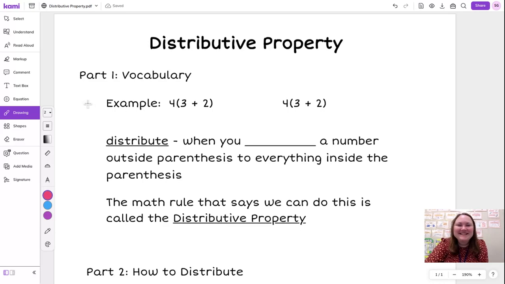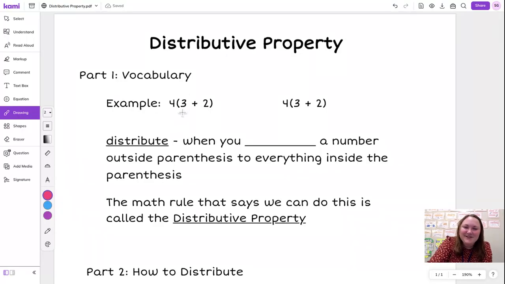Hi math students, this is our introduction video for our lesson on distributive property. First, the vocabulary for what it means to distribute something and what distributive property is. For this example, I want to use this problem here that only has numbers.